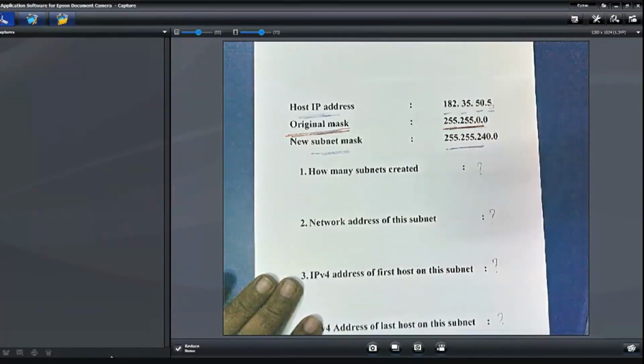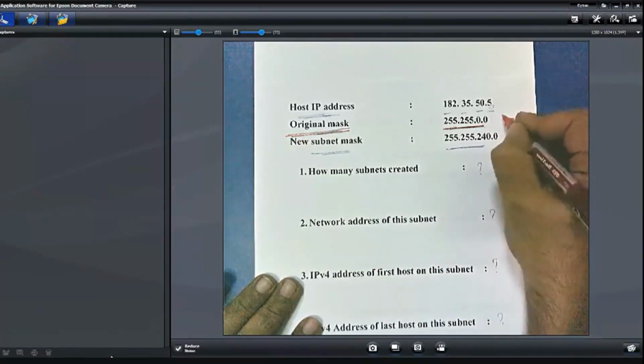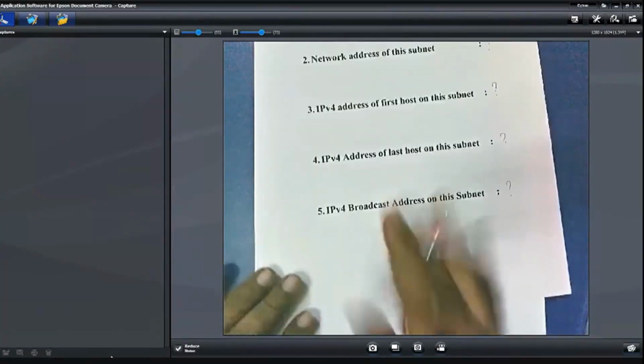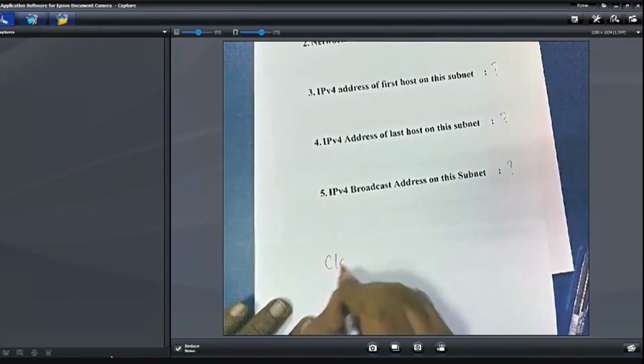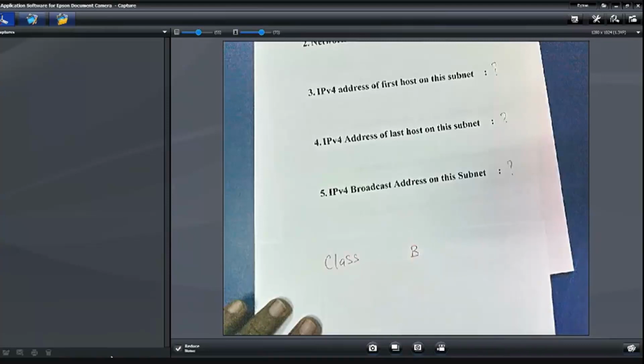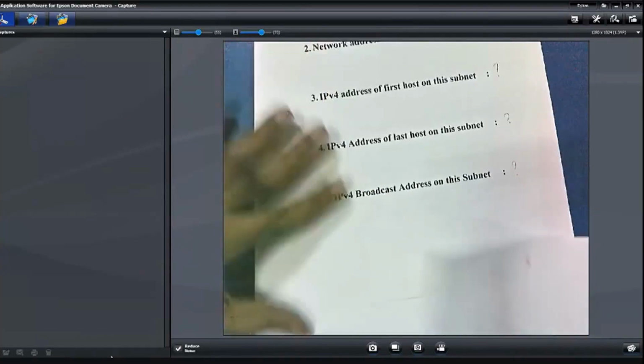B. Very good. Now I'm writing this is class B. Okay, I write it. This is the way you have to answer. See, class B. Okay, very good. Now, what is the next one?